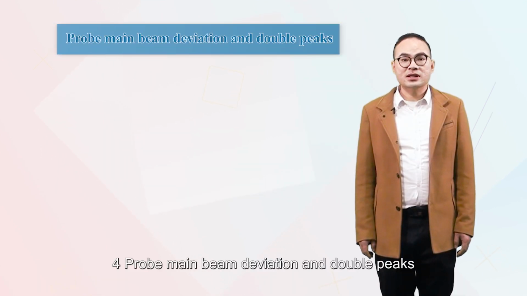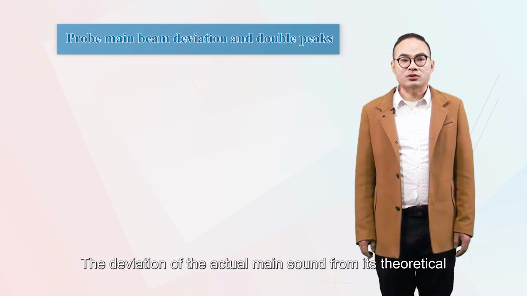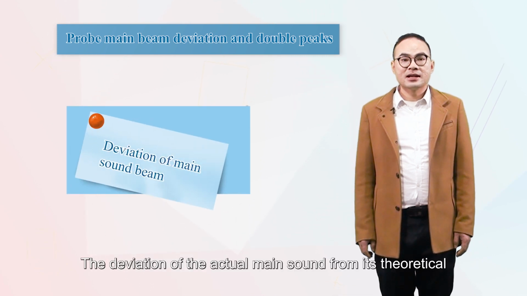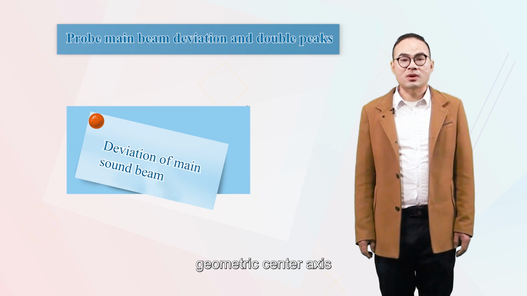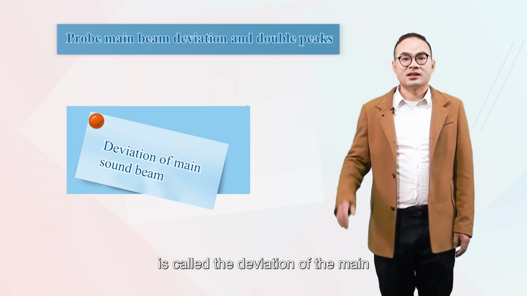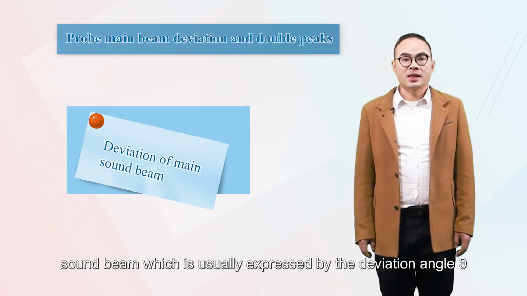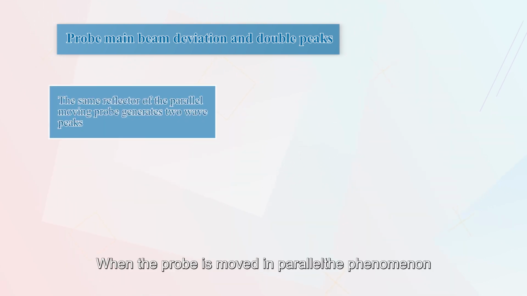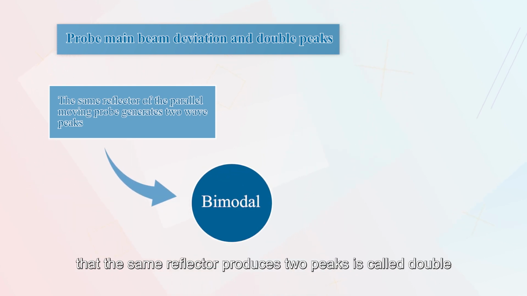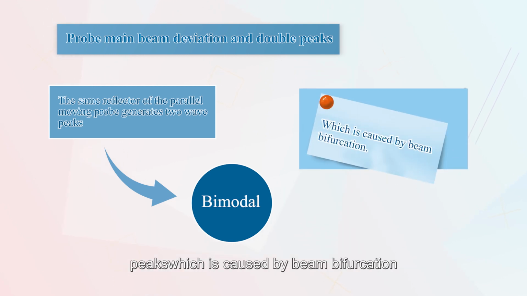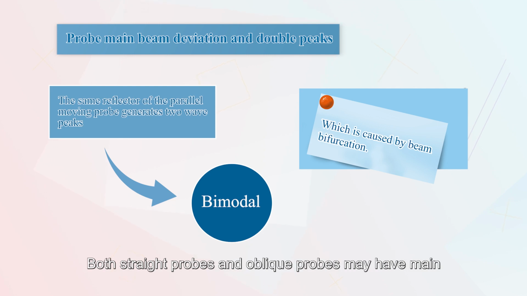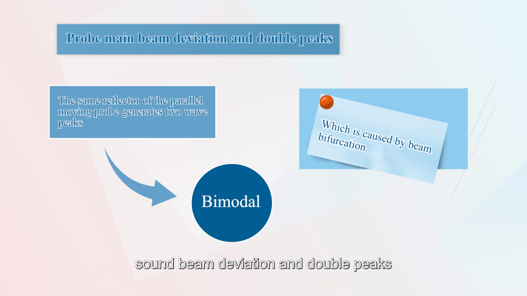Probe main beam deviation and double peaks. The deviation of the actual main sound beam from its theoretical geometric center axis is called deviation of the main sound beam, which is usually expressed by the deviation angle. When the probe is moved in parallel, the phenomenon that the same reflector produces 2 peaks is called double peaks, which is caused by beam birefraction. Both straight probes and oblique probes may have main sound beam deviation and double peaks.